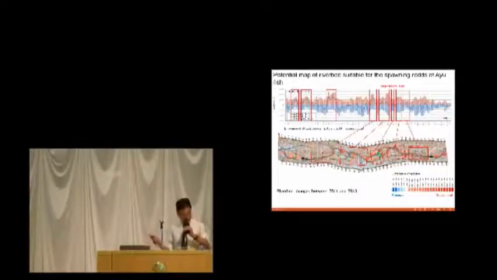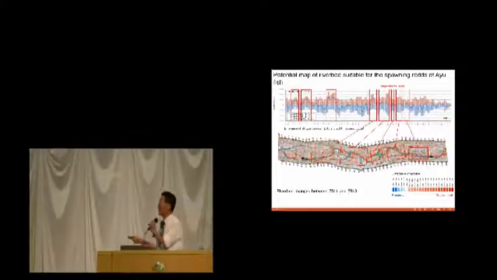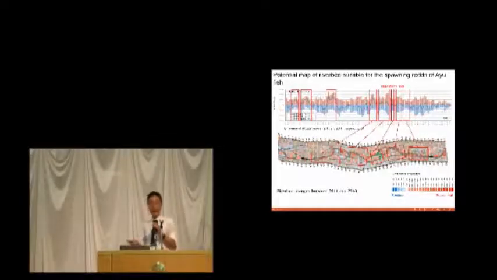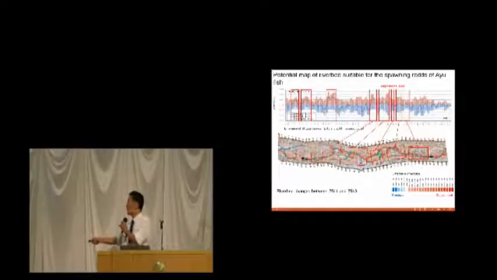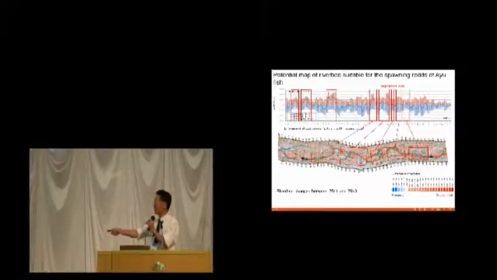And okay, this is the method for making the potential map of suitable spawning redds. These data are made from 2 sets of laser profiler data. And when we take the difference of the riverbed altitude, we can get this kind of picture. The red one is the depositional area, and the blue one is the eroded area.